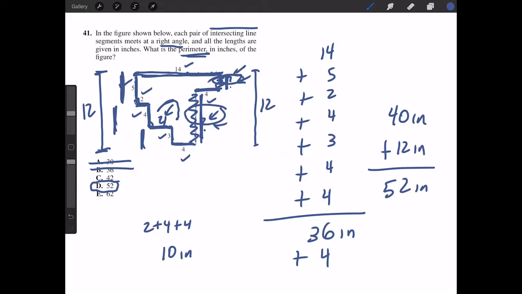Notice that I was never really able to figure out what each of these sides measures. And I don't need to. All I needed to know was what was the entire length of that right side.